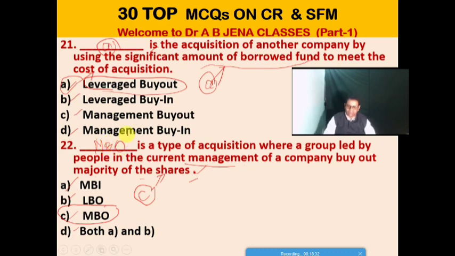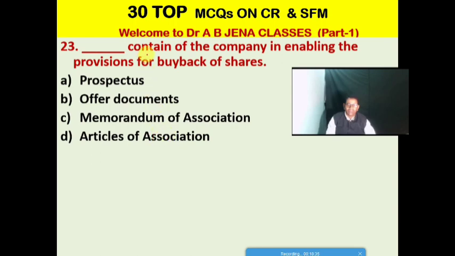C is the right option. So next one: which contains the rules of the company enabling the provisions for buyback of shares? A, the prospectus; B, the offer document; C, the memorandum of association; D, the articles of association. Friends, D is the right option for this MCQ. The articles of association, AOA, contains the rules of the company enabling the provisions for the buyback of shares.